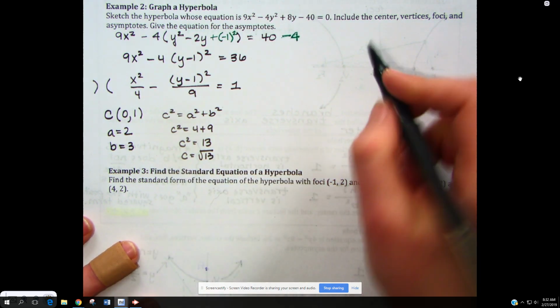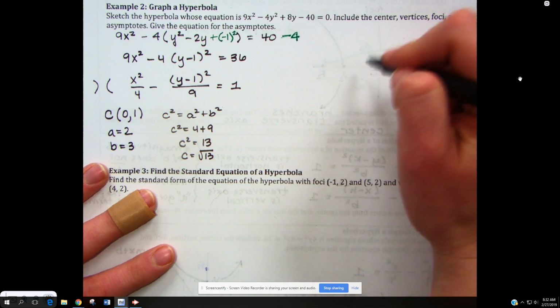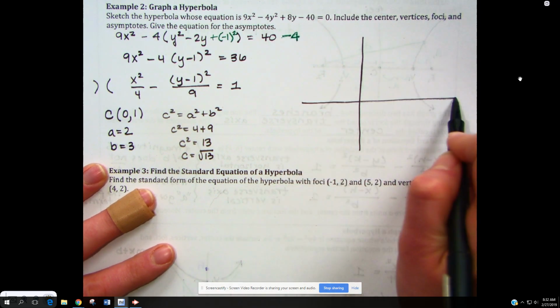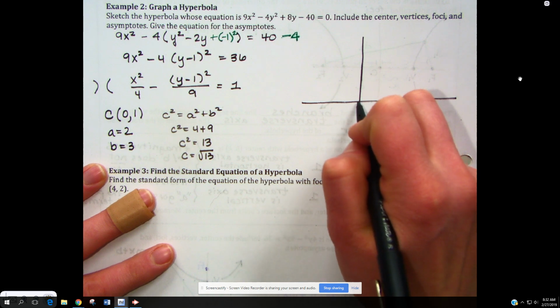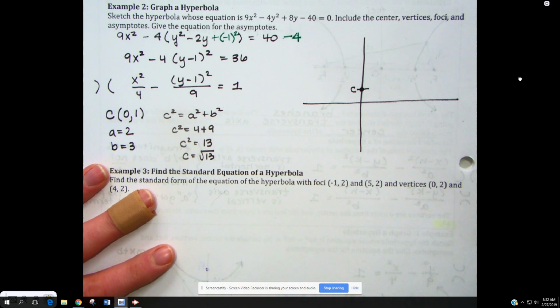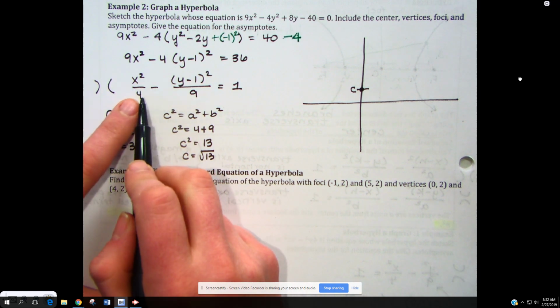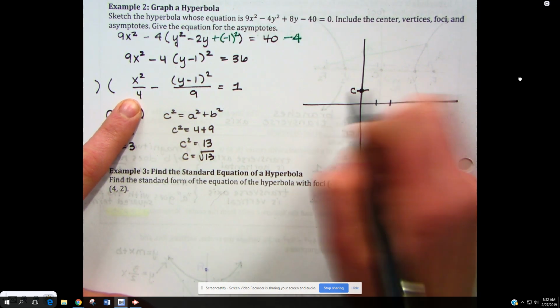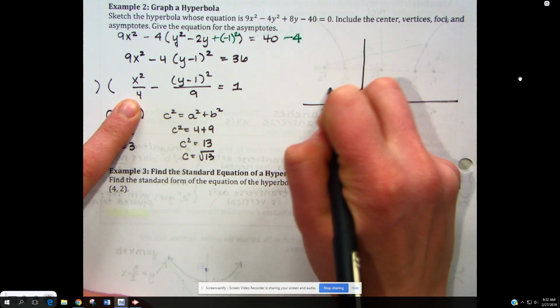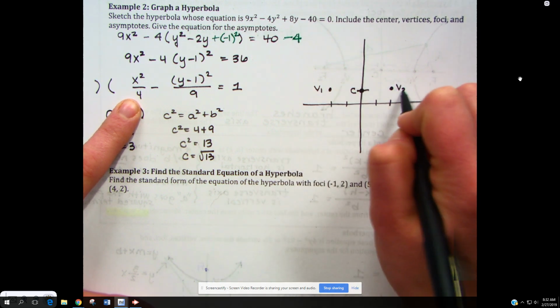So let's work through our sketch now. We've got lots of information going on. We want to sketch the center. This one's going to be off center just a bit, over 0, up 1. So here's my center. In the x direction, I'm moving 2 units. So 1, 2, 1, 2. So my vertex number 1, my vertex number 2.